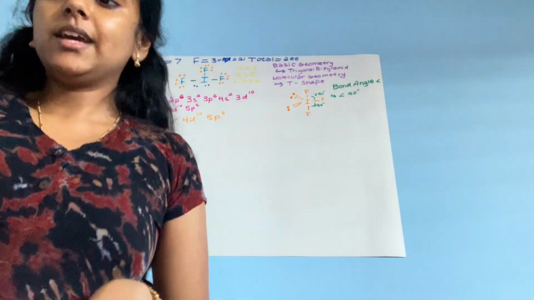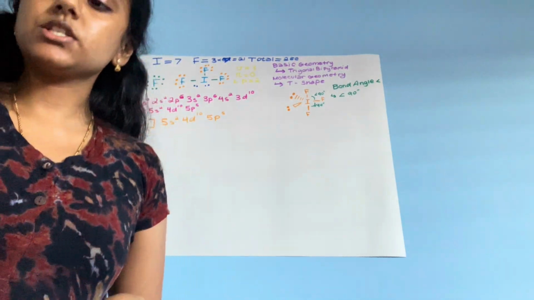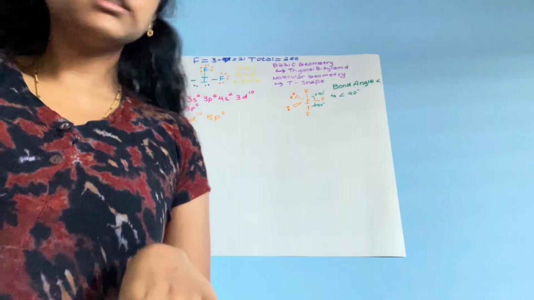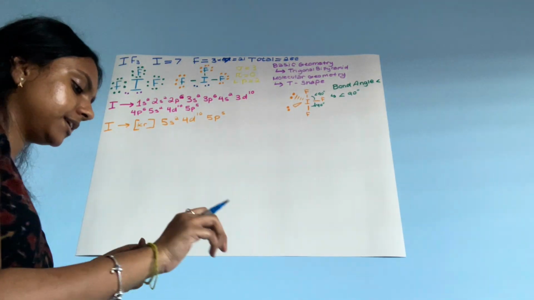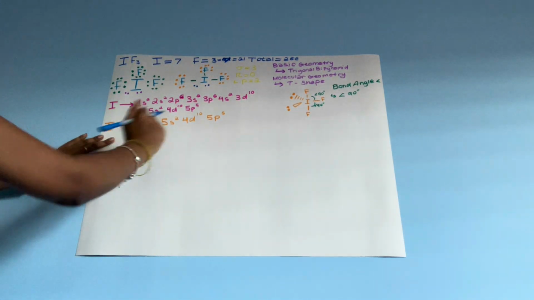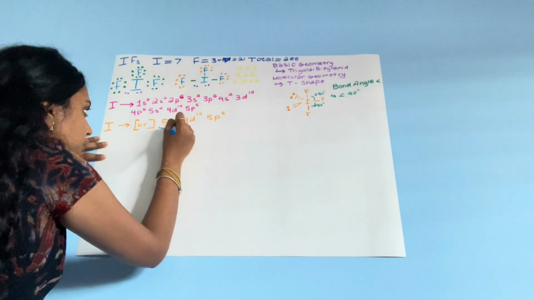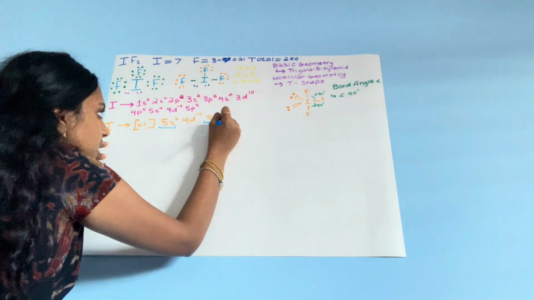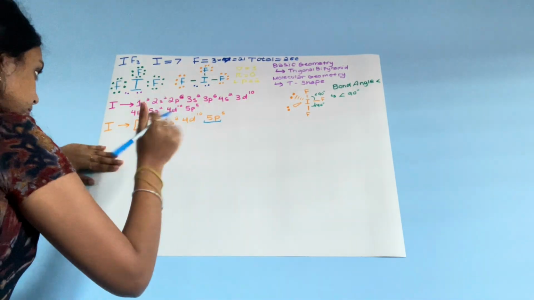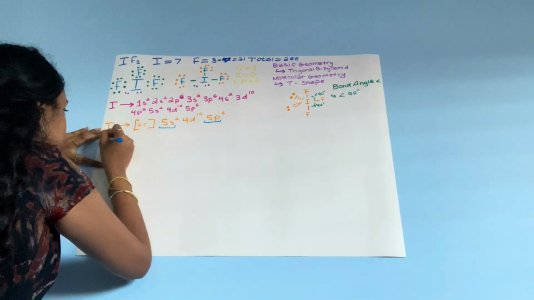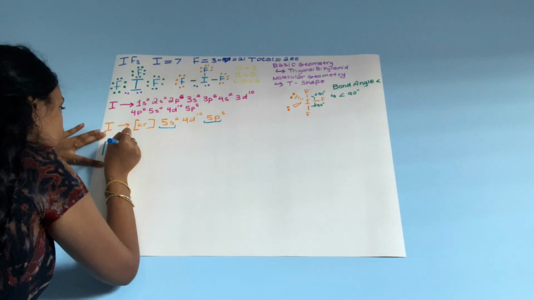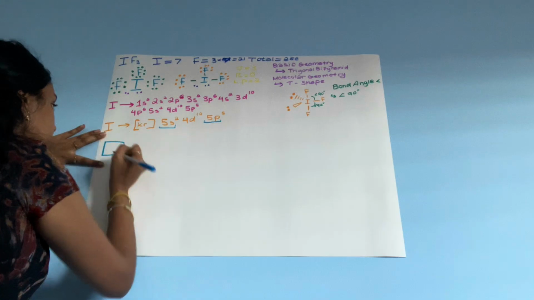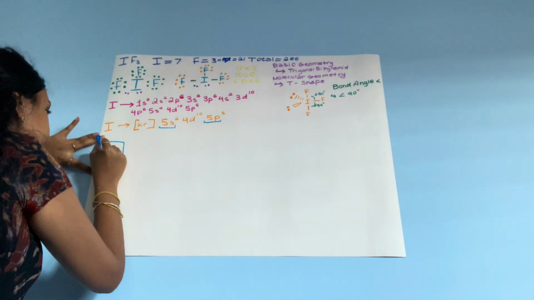Now we're going to be doing orbital diagrams. So for orbital diagrams, we're going to be drawing our boxes. So we're going to draw 5s2 and 5p5 first. So let's draw 5s2.